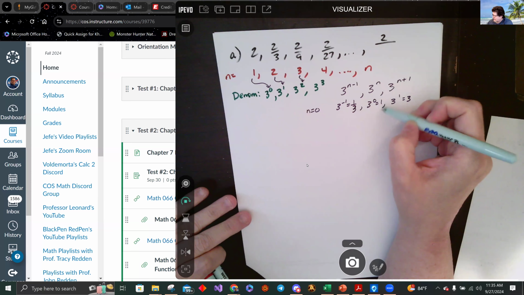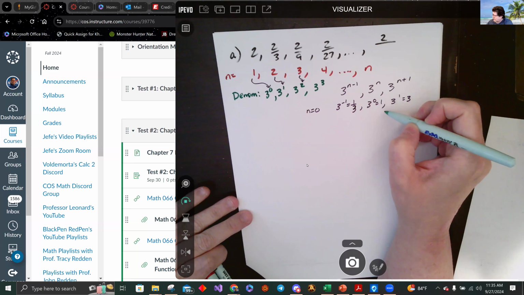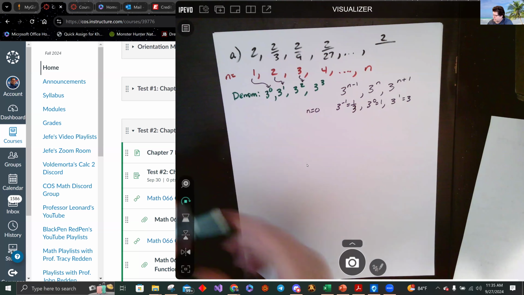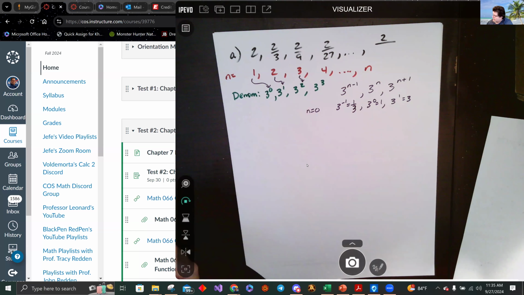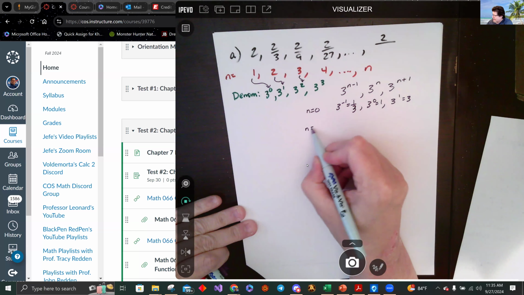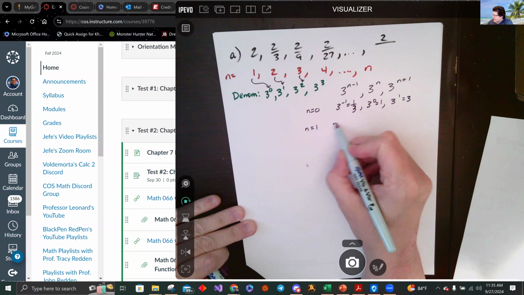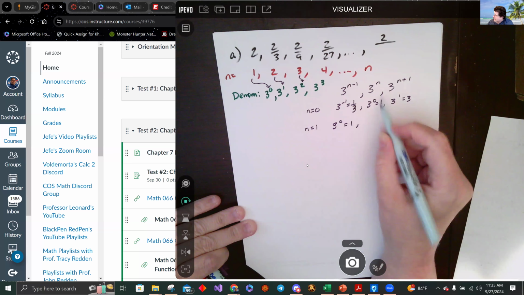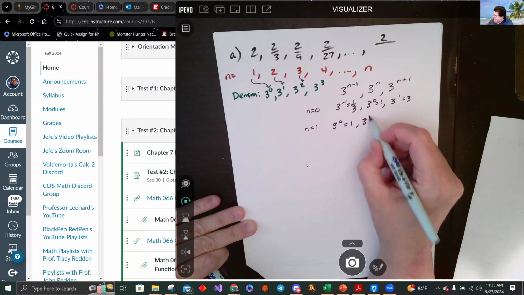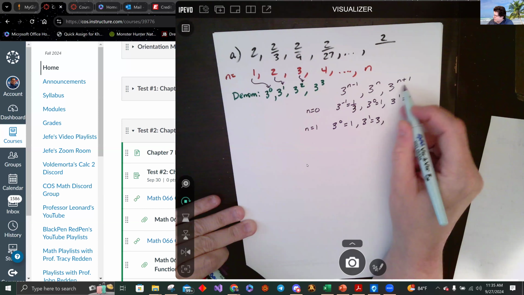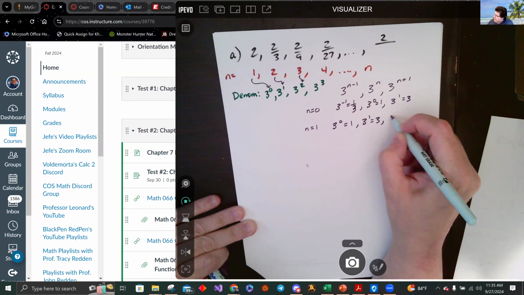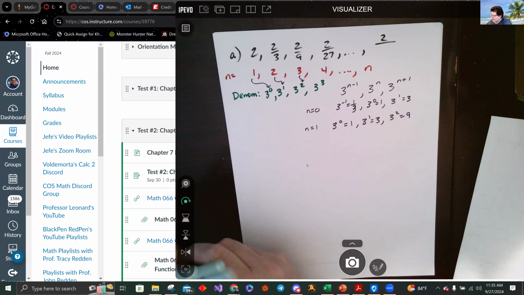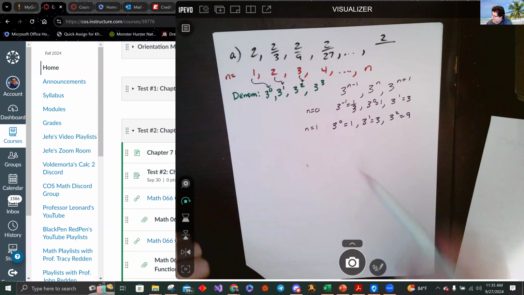Well, I don't want n equals 0 though, do I? I want to start with n equals 1. So if I had n equals 1, this is 3 to the 0. That'd be 1. N equals 1 here, 3 to the 1 is 3. And n equals 1 here, 3 to the 2 is 9. The one that's matching up, I don't know why I said n equals 0.